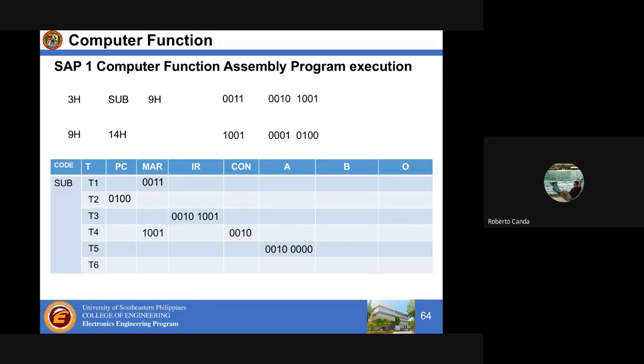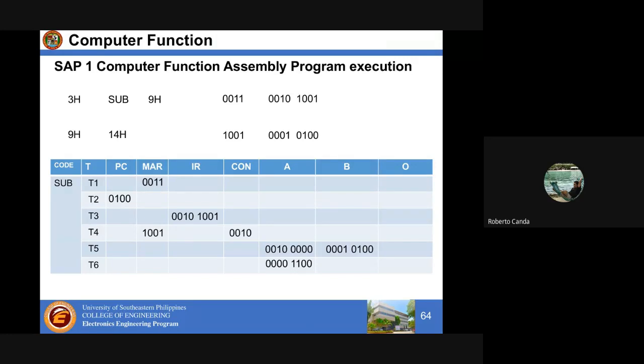Then the data addressed by 9 is 14H. So we cannot subtract 14H from your A unless this 14H is uploaded to your B register. So we have to put 14H to your B register. 14H is 00010100. So now it is in the B register. Since your controller has an opcode of SUB, we have to subtract A with your B, and the answer will be put to your A at T6. So when we subtract, you have an answer of 0CH or 00001100.